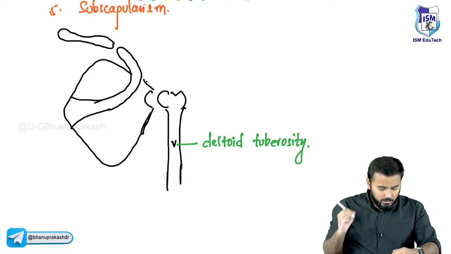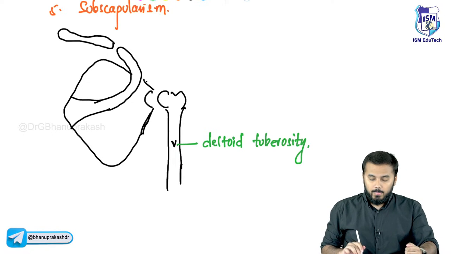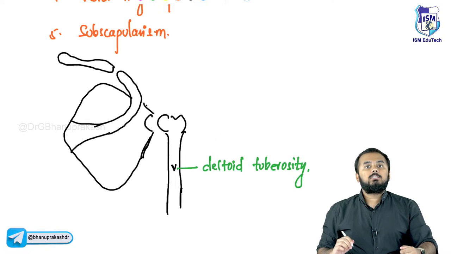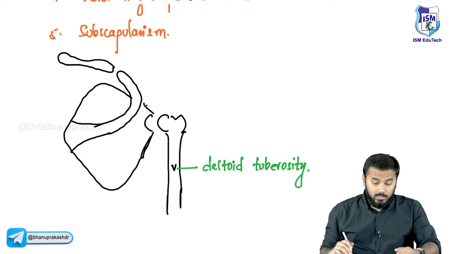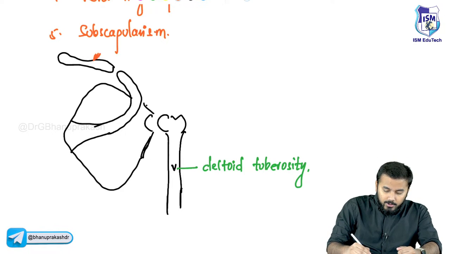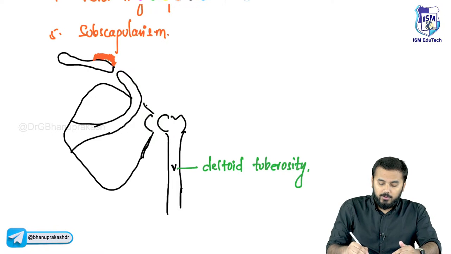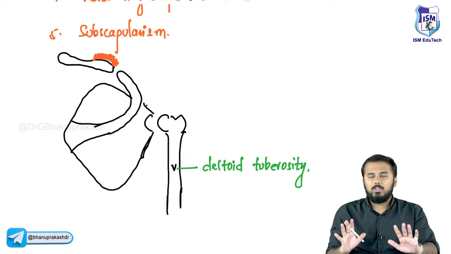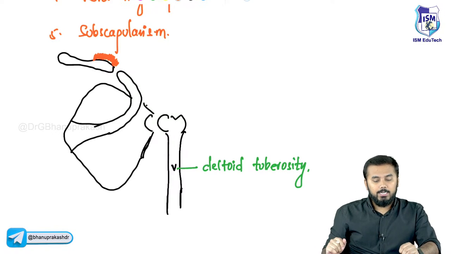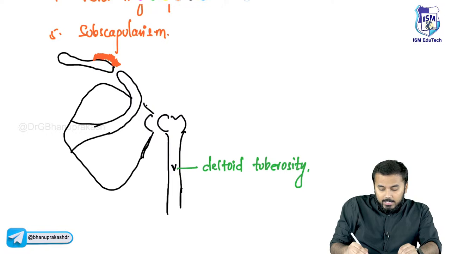What is this bony projection called? Deltoid tuberosity. Now, from where does this deltoid muscle originate? Deltoid muscle is originating from the clavicle. Actually, I'm not going into detail, that is from the lateral end of the clavicle and all. But you will be confused if I go into that detail. Just know what this muscle is. When I come there, I will teach you in detail. Okay. It is attached from the clavicle.